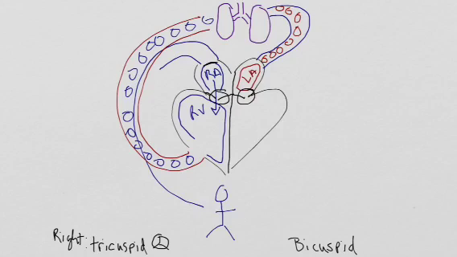How many flaps do you think that has? 2 flaps, exactly. So it's just divided in 2. And from the bicuspid, that blood then goes into what we call your left ventricle. Now, I want you to look at this image, and yes, it's a crude drawing. But what do you notice between the actual left ventricle and the right ventricle?